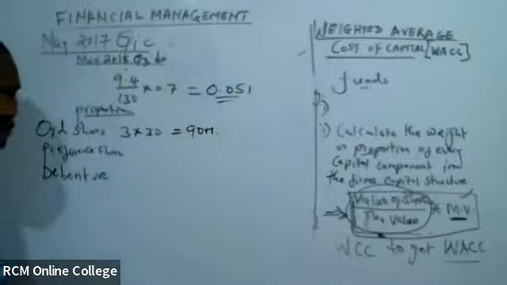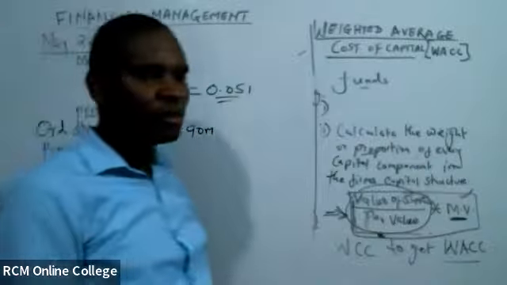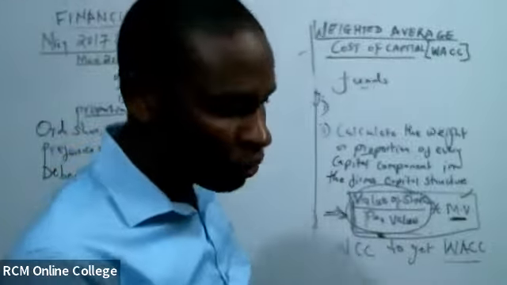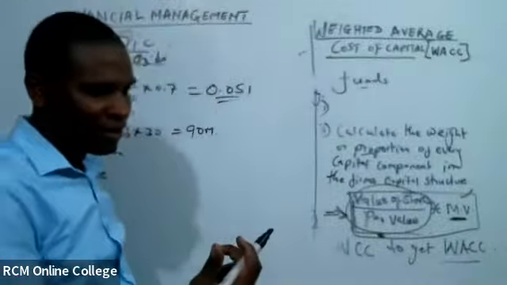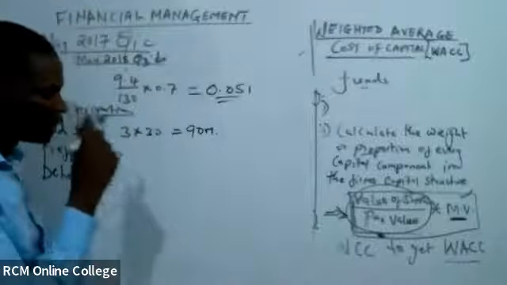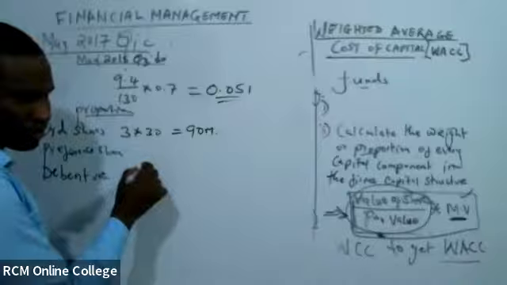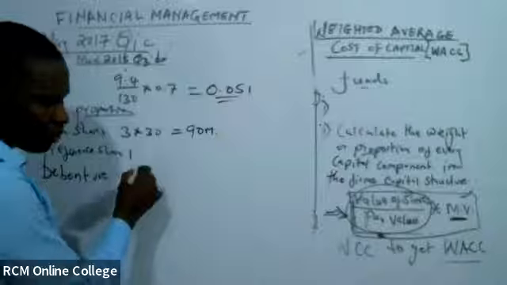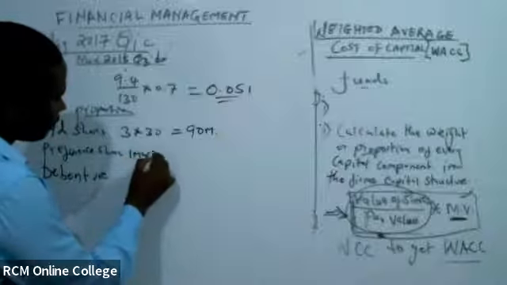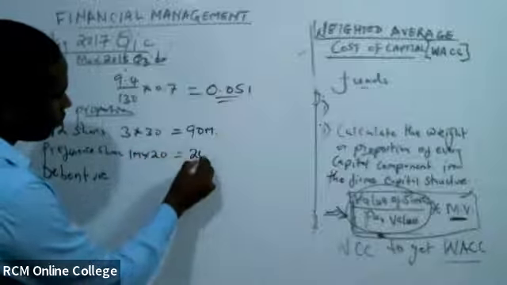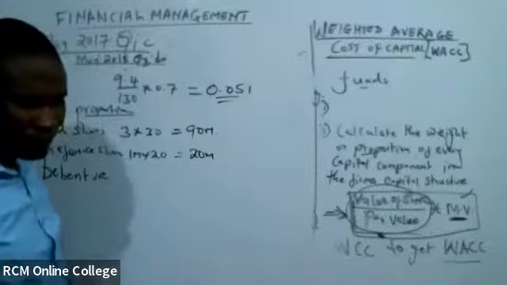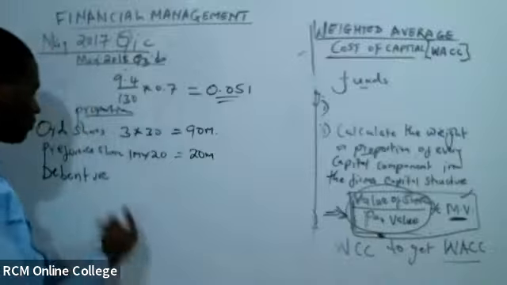Ya pili, preference share. Preference share nayo ni haraka. I know my market value ni mbao. What about the number of shares? Ni 1 million times mbao. 1M times 20. So itanipatia mbao. Sindio? Alafu ya mwisho, hii ya debenture.